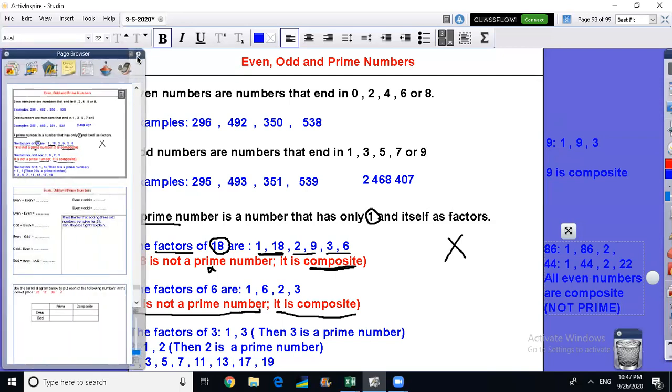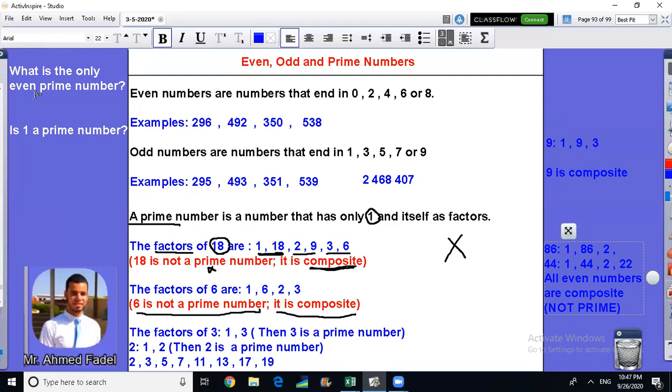Here is what the question is asking us about. The question is asking you, what is the only even prime number? And the answer is 2 itself. 2 is the only even number which is prime. Know this, guys. I hope that you understand it. Of course, we're still going to discuss this in class.